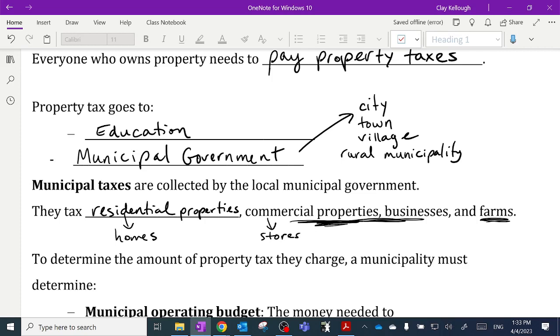That's why we got our IKEA before Calgary did. Like, Calgary's a lot bigger than us. But we had much lower commercial property taxes, so it was kind of more lucrative for them to come here first.